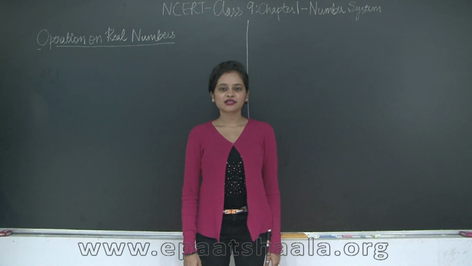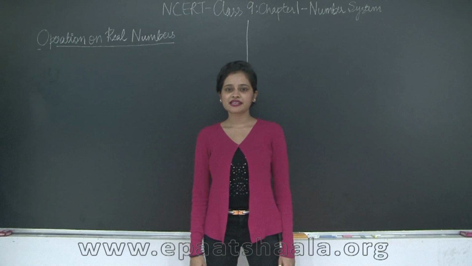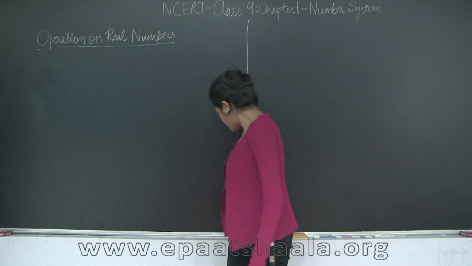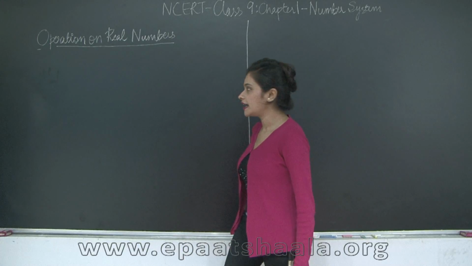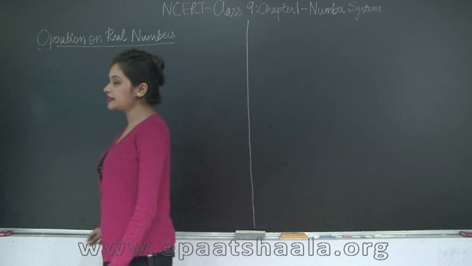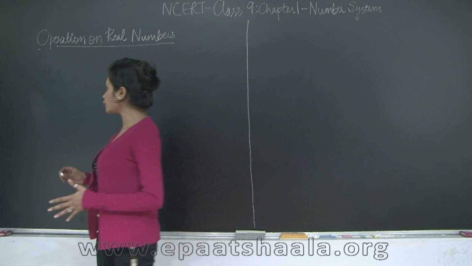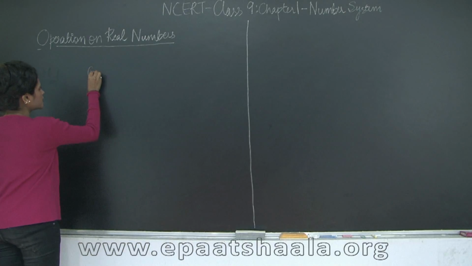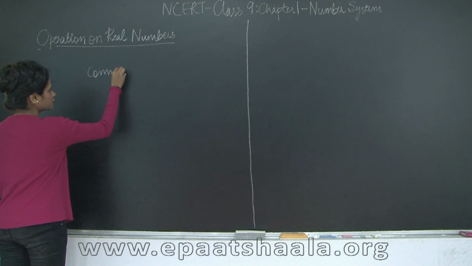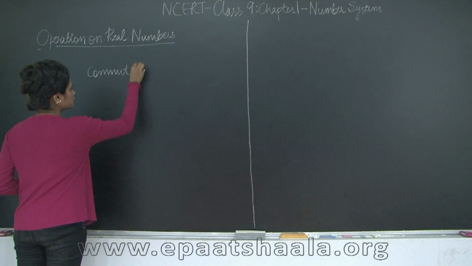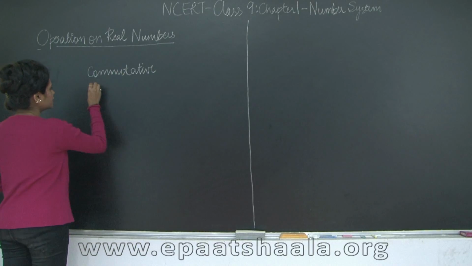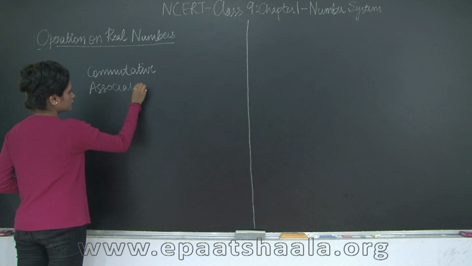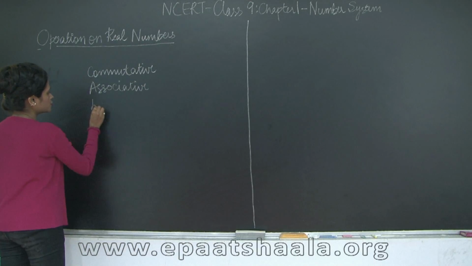Hello students, let us continue with chapter 1 of your books, Number Systems, and today's topic for discussion will be operation on real numbers. Now before we proceed with the operations on real numbers, let us see the different laws that we already studied in the 8th grade. I am sure you must be familiar with commutative, associative, and distributive laws.